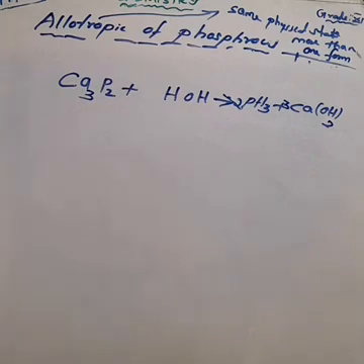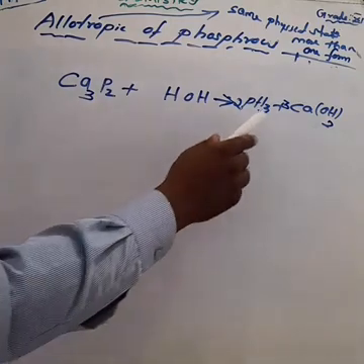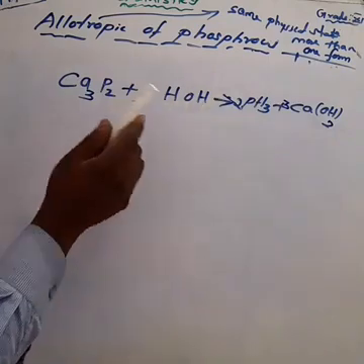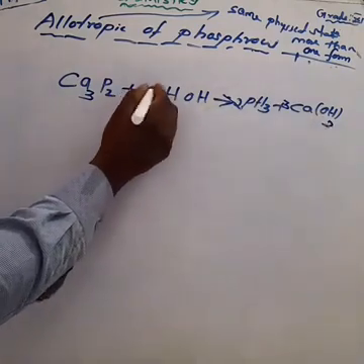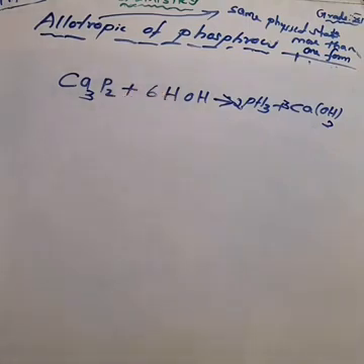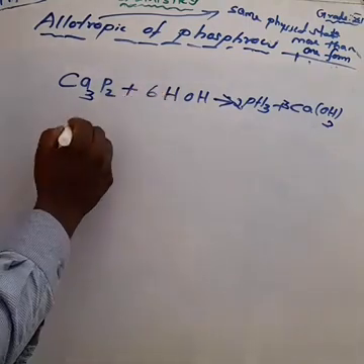So count the hydrogen. Phosphine having 6 hydrogen, and here also having 6 hydrogen. So in total we have 12 hydrogen. So make it water molecule 6. The equation is balanced. Next, about the aluminum phosphide.